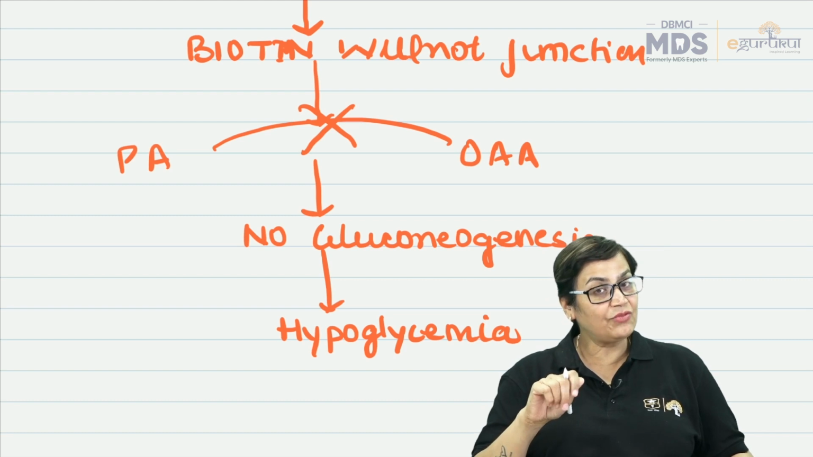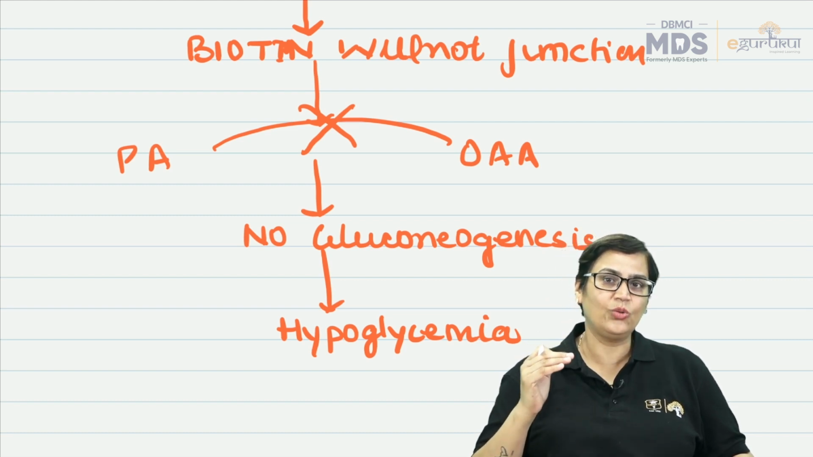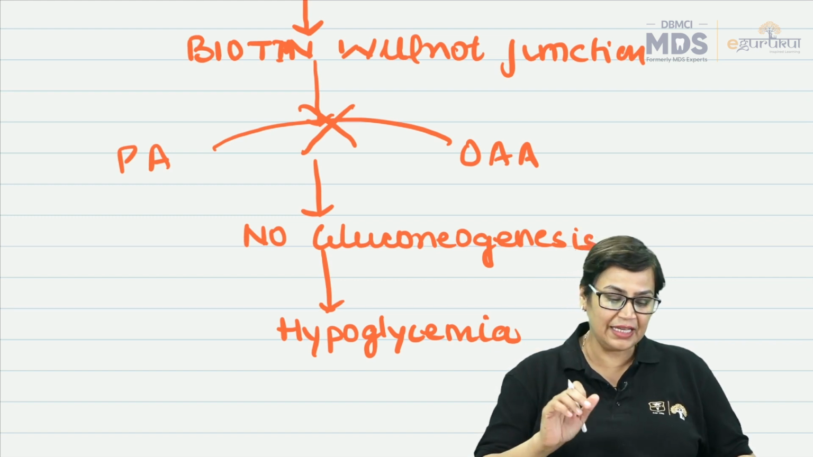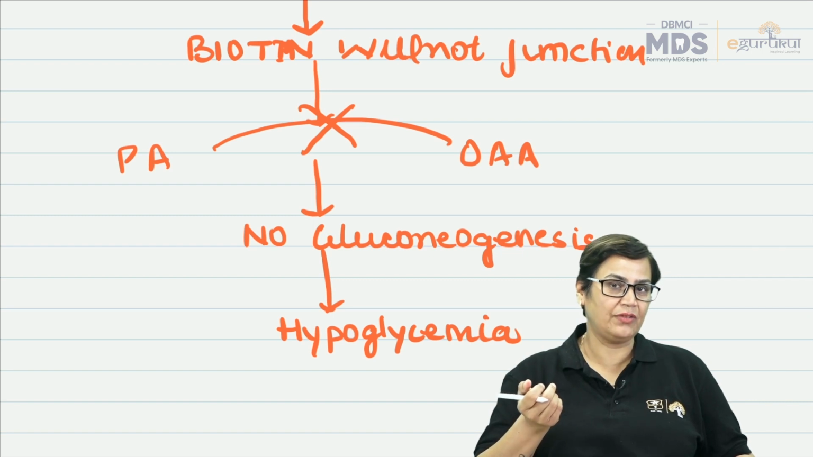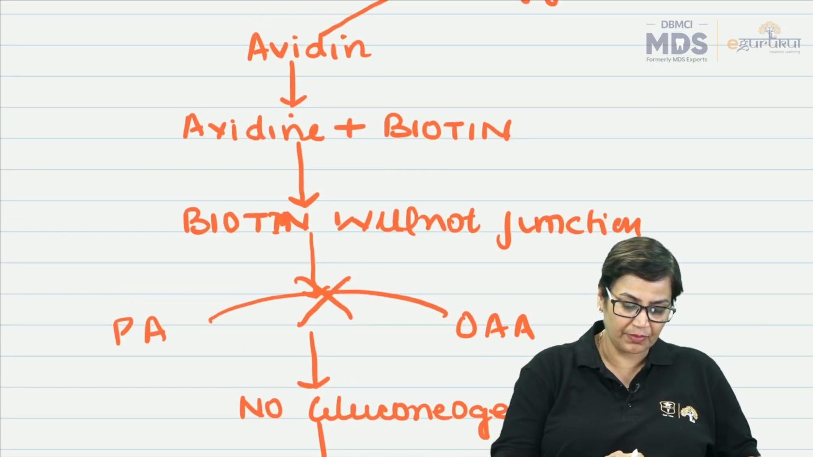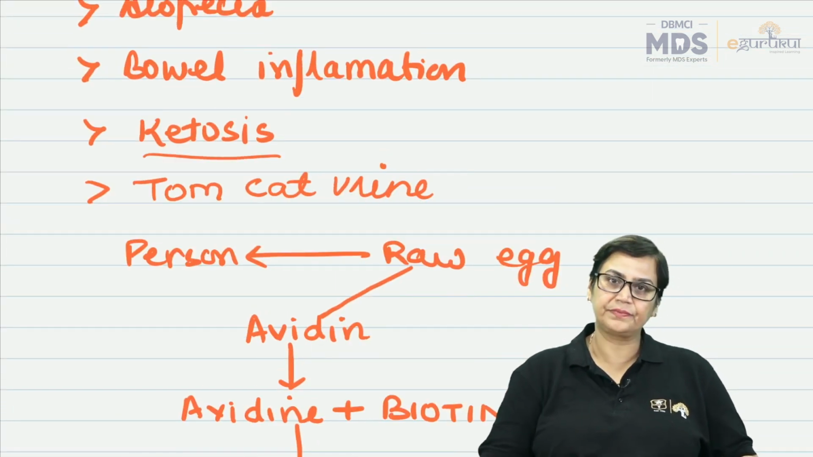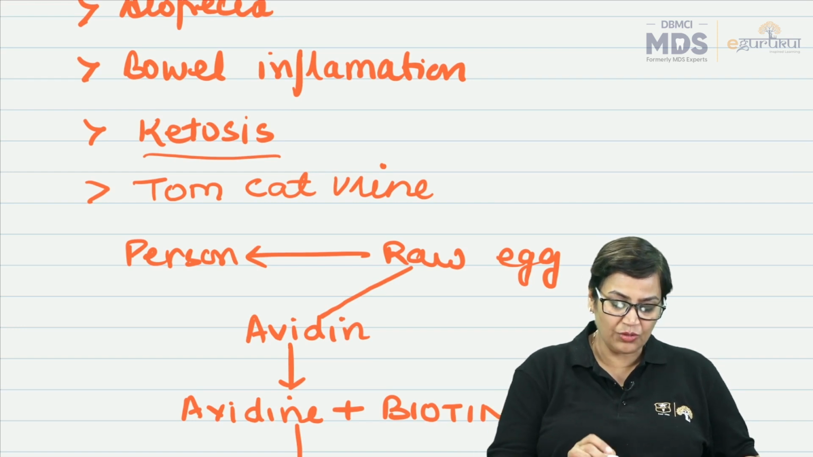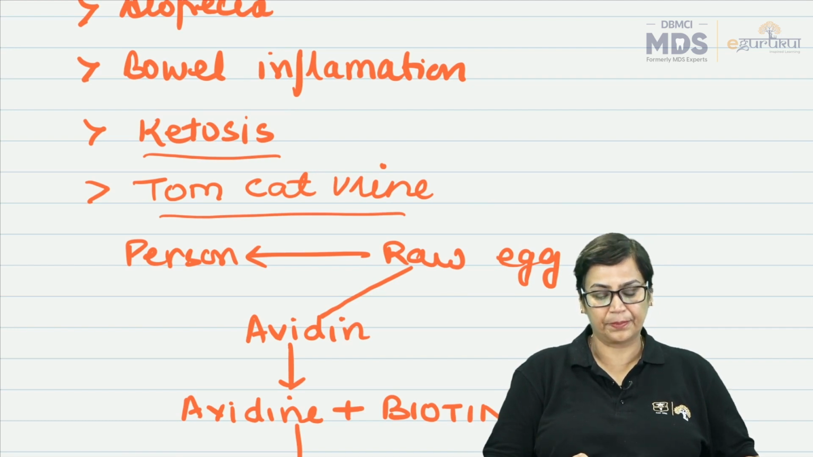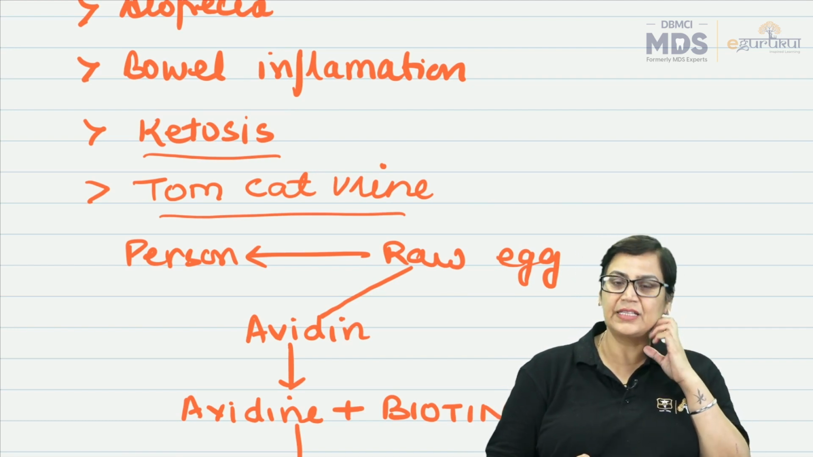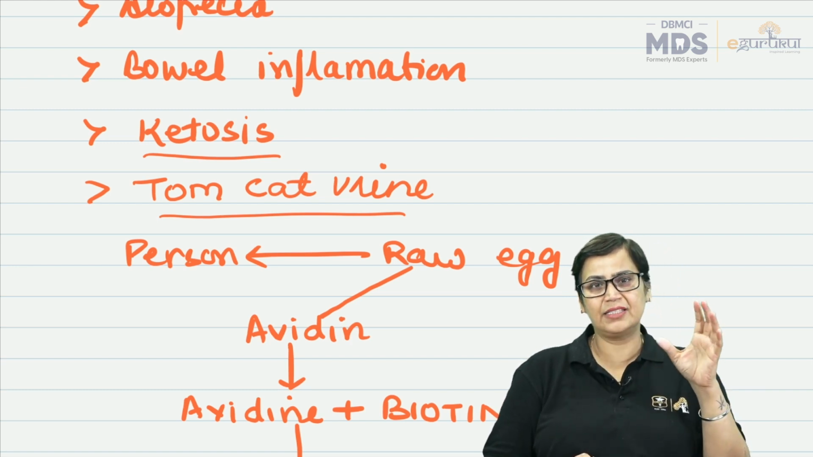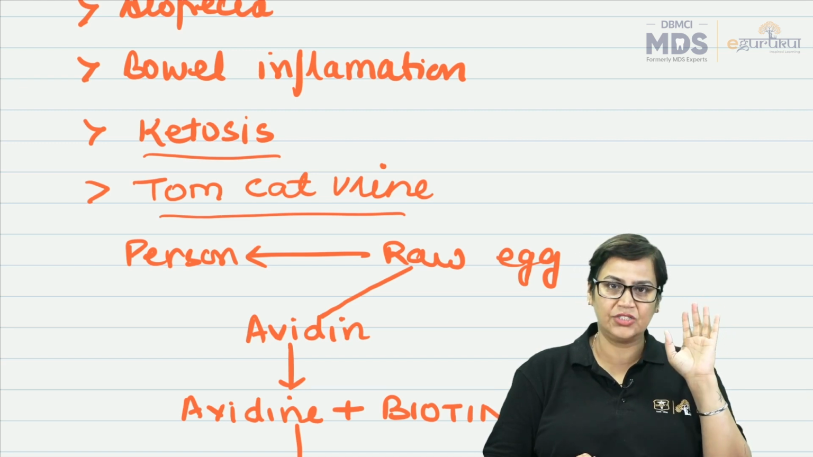Why is biotin inactive? Because avidin is there, which interferes with this. So even if a person is having raw egg, immediately biotin supplementation should be given. And if hypoglycemia occurs, automatically it will lead to this ketosis, and which will lead to this tomcat urine disorder. Right? So this is biotin, B7, which is the most essential coenzyme for carboxylation.